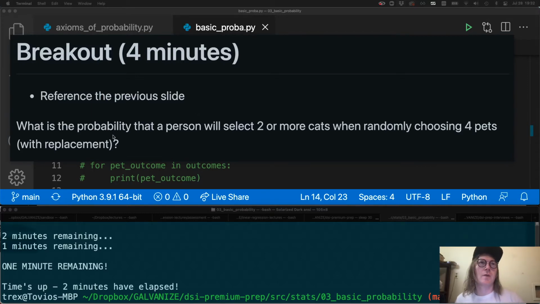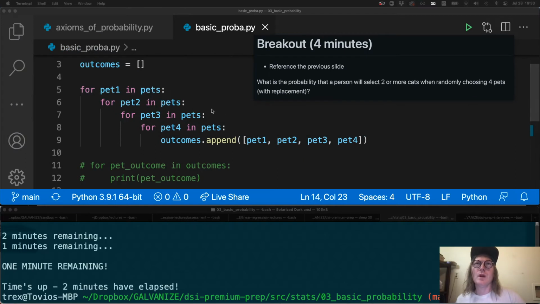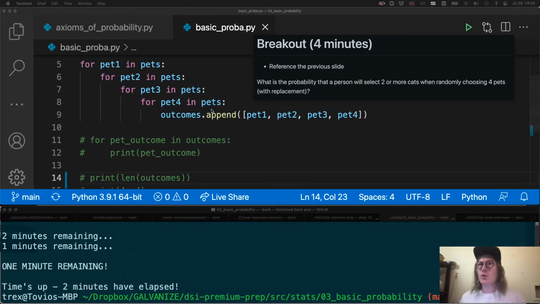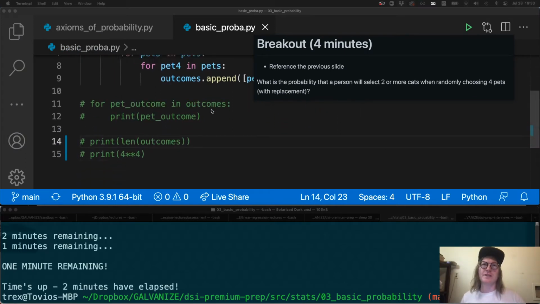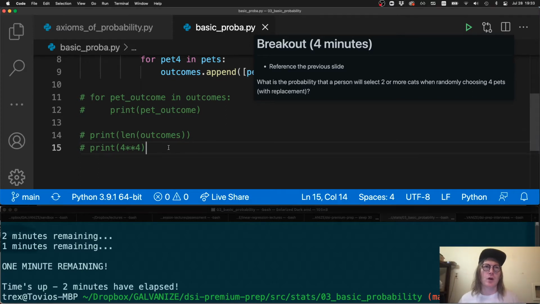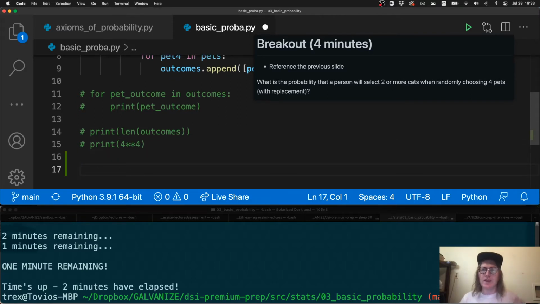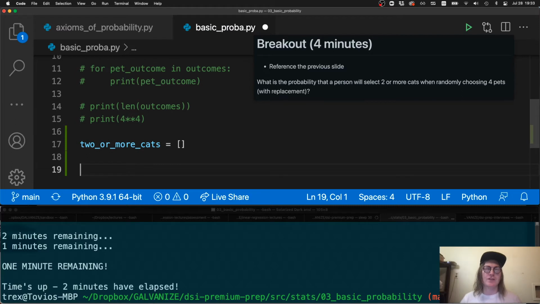Okay, so I'm going to go through a solution for this. What is the probability that a person will select 2 or more cats when randomly choosing 4 pets with replacement? So I could make a collector here called 2 or more cats. I'll make that an empty list, and I'm just going to traverse the outcomes and collect all the outcomes where we have 2 or more cats.